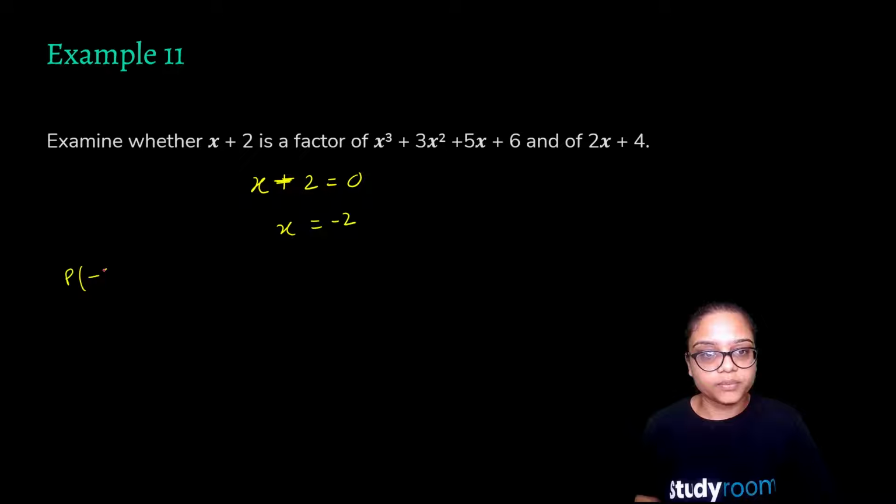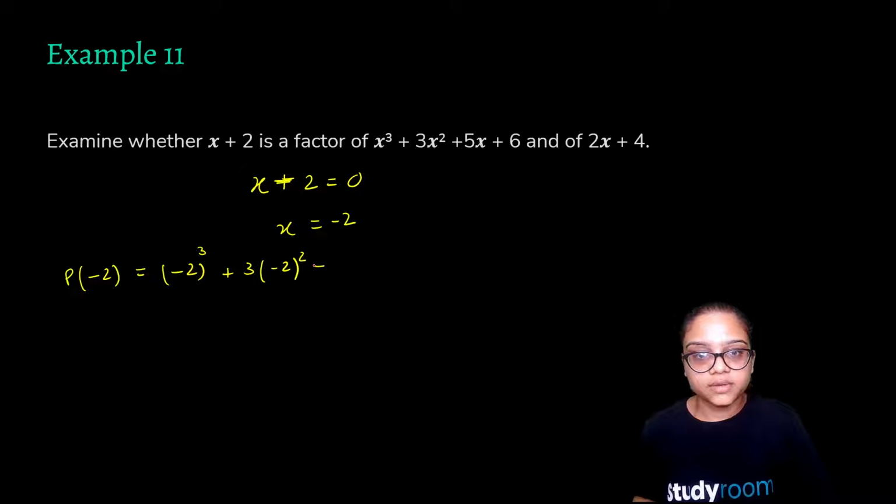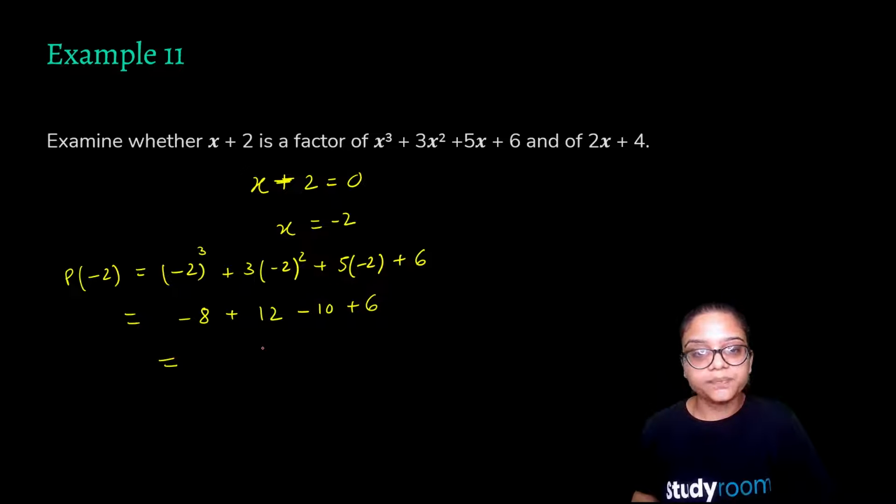So p(minus 2) would be equal to (minus 2) cube plus 3 into (minus 2) square plus 5 into (minus 2) plus 6. So it will be minus 8, plus 12, minus 10, plus 6. So it will be 0. So p(a) is 0, so yes, it's a factor of p(x). I'm supposing it's p(x) and it's q(x), so yes, we can write it.